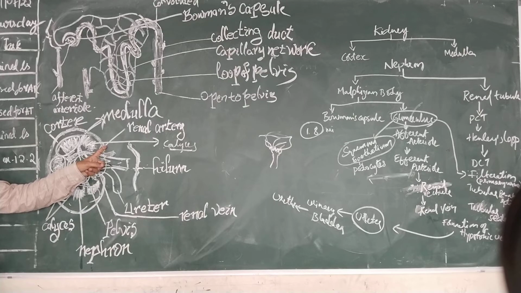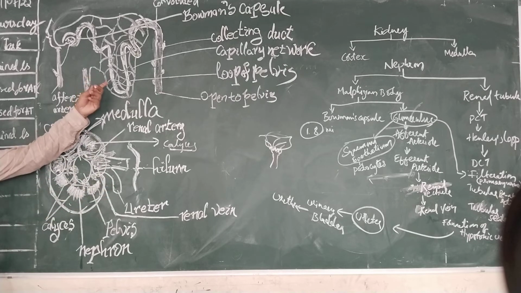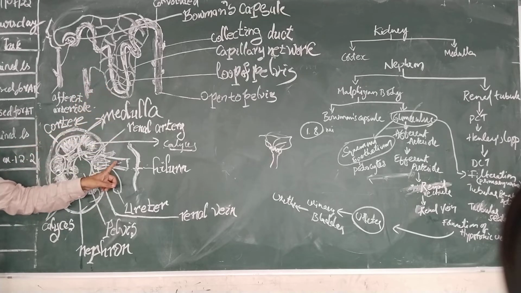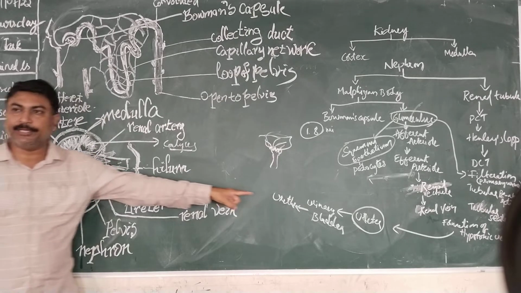The renal artery carries blood from the various parts to the kidney, and the renal vein carries the filtered blood from the kidney to the heart. The third portion which comes out of the kidney is the ureter.